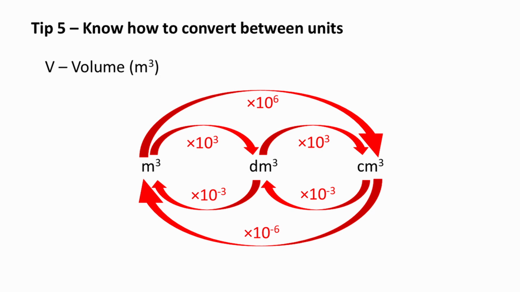Next, let's look at volume. There are 1000 centimeters cubed in a decimeter cubed and 1000 decimeters cubed in a meter cubed. The diagram shown here for converting units of volume is similar to the previous diagram for converting units of pressure.